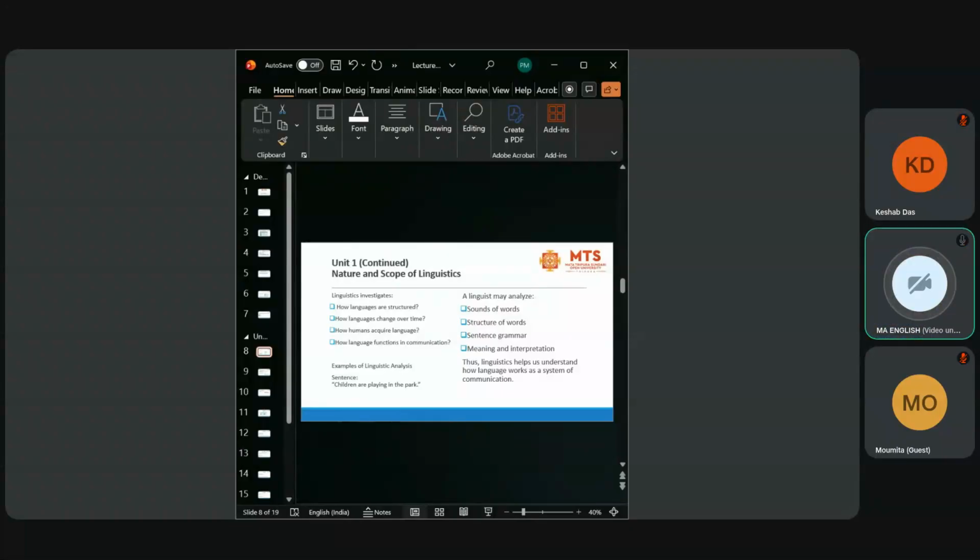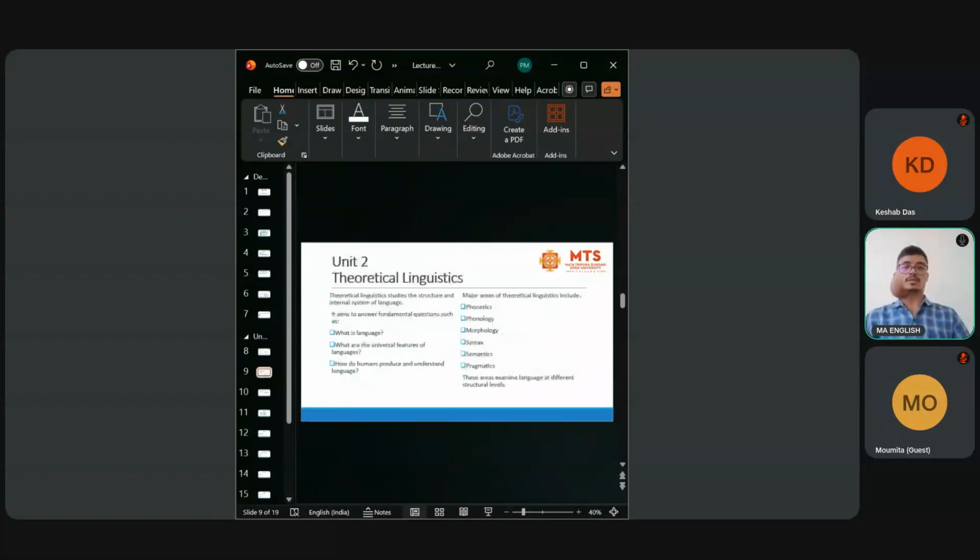Okay, so this is all about Unit One, nature and scope of linguistics. Now we shall move to the next slide, that is theoretical linguistics. So this will introduce us to two major divisions of linguistics, that is theoretical linguistics and applied linguistics. Okay. So now theoretical linguistics is the branch of linguistics that studies the structure and internal system of language.